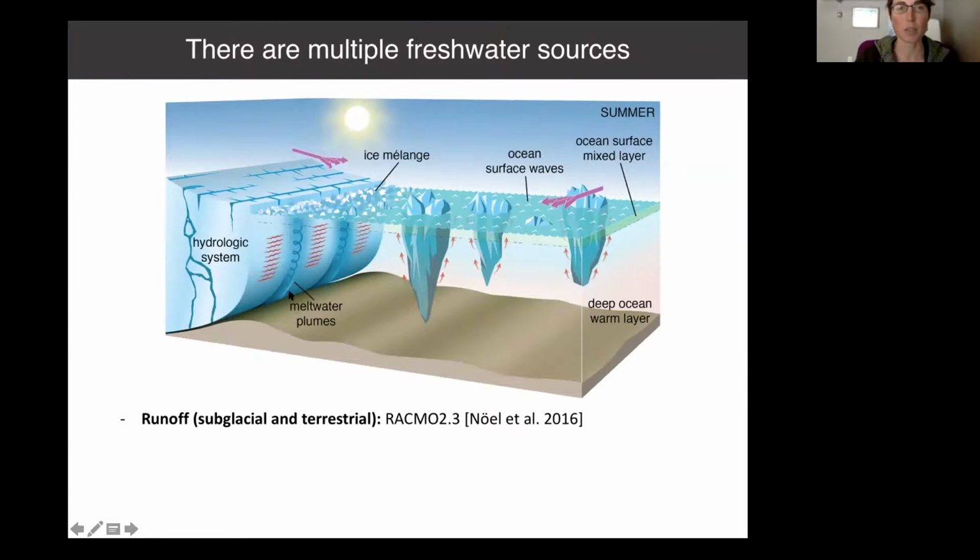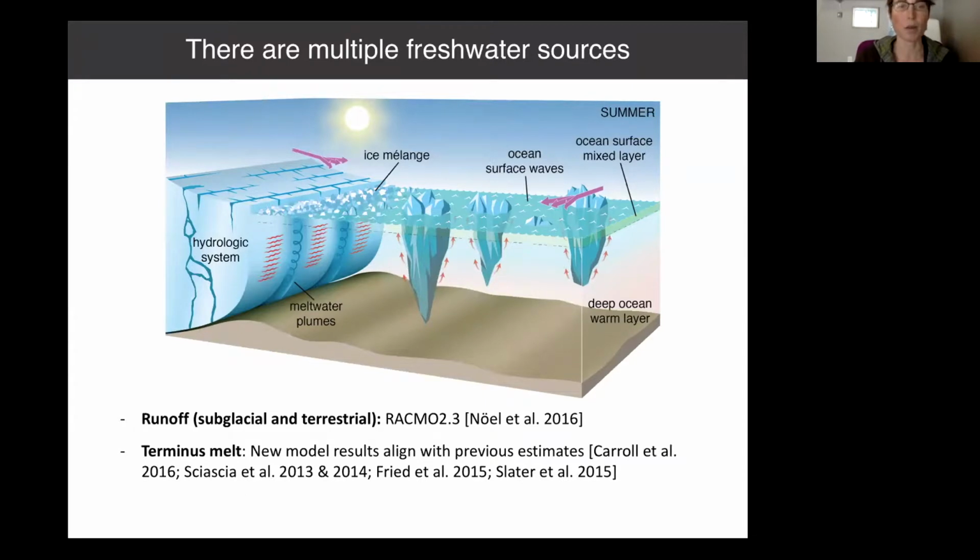Subglacially, we're getting runoff creating these meltwater plumes, and then we also have ambient melt along the terminus. And in our study, we're using regional atmospheric climate model data in order to get at those numbers. Other people might approach it with a positive degree day method or some other kind of surface mass balance modeling.